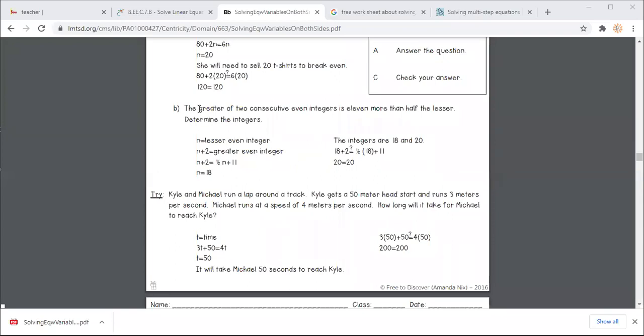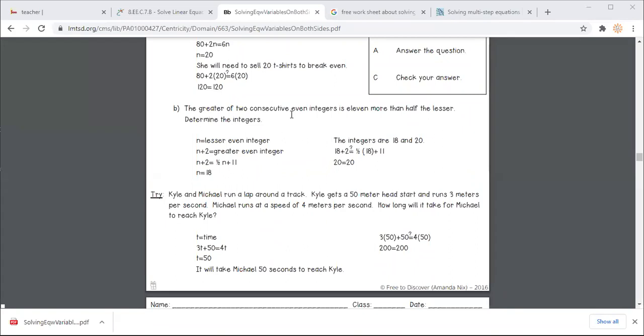Yes. So he said the greater of 2 consecutive even integers is 11 more than half the lesser. Determine the integers. Then we have to start to form our equation now. He said the greater of 2 consecutive even integers, as I told you. Let's say at the beginning that the lesser one will be n, and the greater one will be n plus 2.